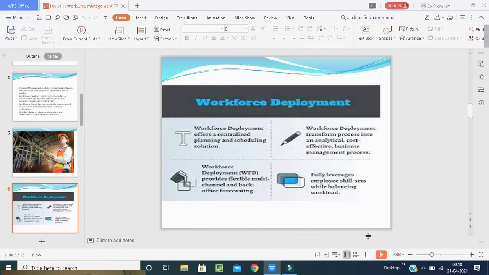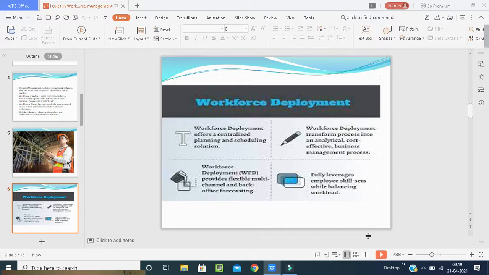Next, workforce deployment. Workforce deployment offers a centralized planning and scheduling solution. Next, workforce deployment transforms the process into an analytical, cost-effective business management process. Workforce deployment provides flexible multiple-channel and back-office forecasting. Apart from that, it fully leverages employee skill sets while balancing the workload.